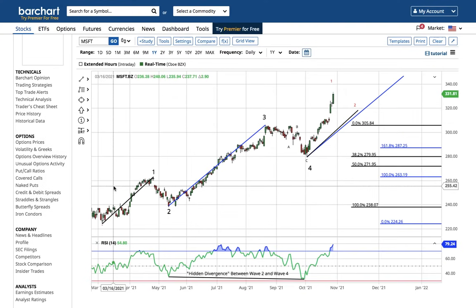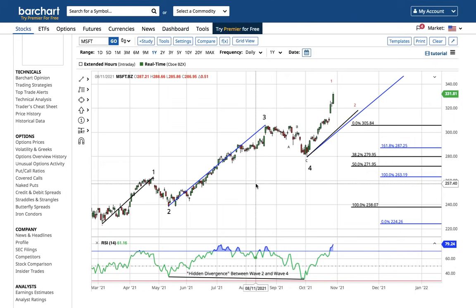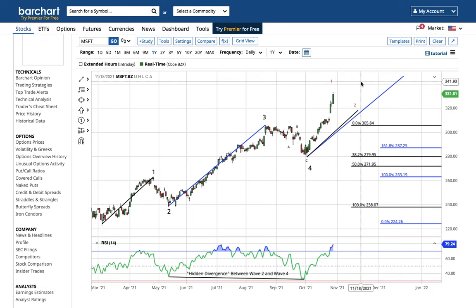But this is Microsoft. It forms a wave 1 and a wave 2, has a huge wave 3, and goes past the 161.8% extension of wave 1. So this is clearly a wave 3. We had an ABC correction that ended wave 4 at the 38.2% retracement. I believe we're within a wave 5 right now.